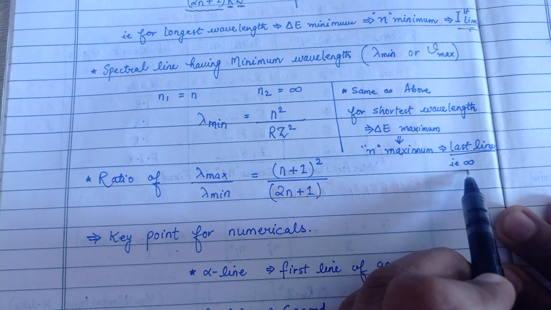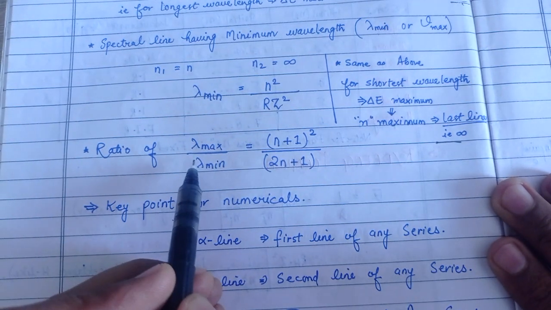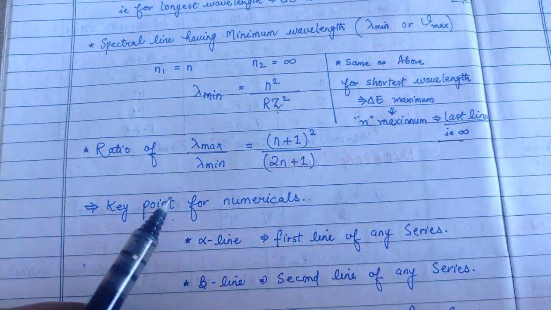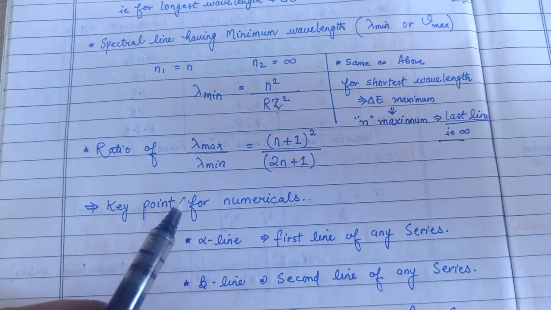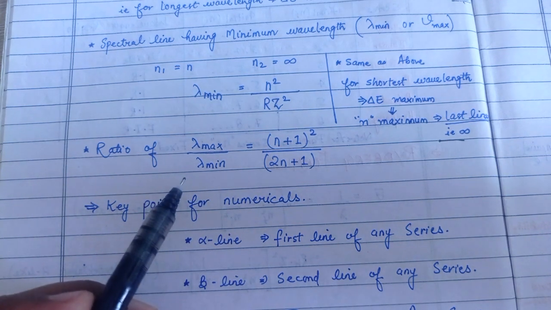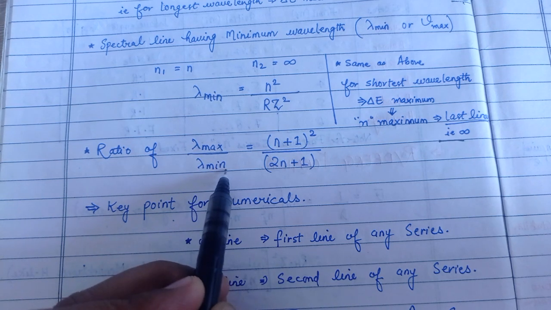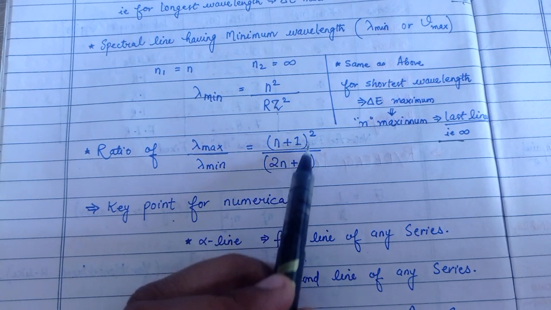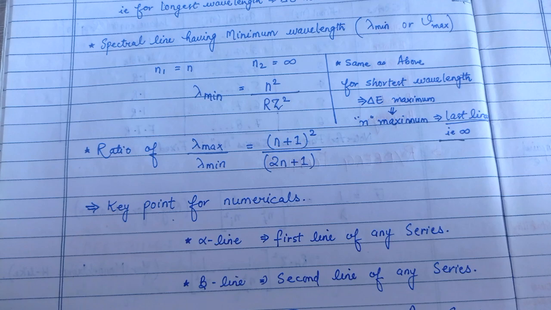So the last line, that is the infinite line, as I already told you. Now, the ratio of maximum to minimum wavelength. For atomic structure numericals, in the previous videos I already told you radius ratio, frequency ratio, velocity ratio. This ratio concept is very important for the examiner. If you use the general formula, it will take more time. So for the ratio calculation, lambda max upon lambda min, you get (n plus 1) whole square upon (2n plus 1) square, because this will be cancelled. If you know mathematics, you can relate.